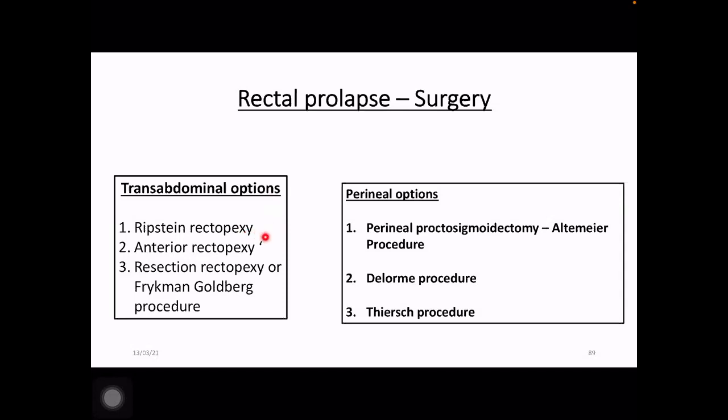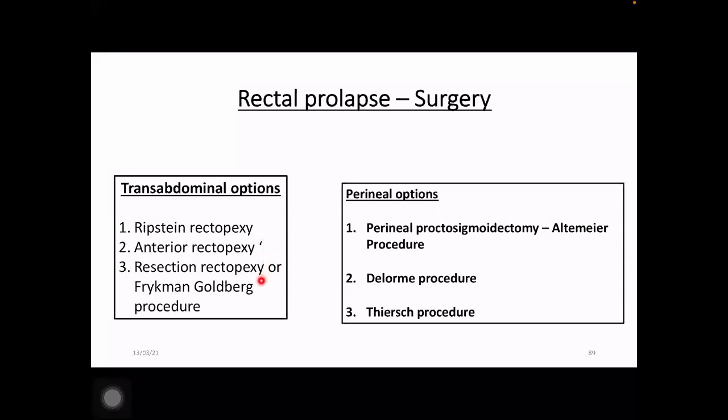And what are the transabdominal options? It can be a Ripstein rectopexy. Ripstein rectopexy means basically the rectum is mobilized posteriorly and you keep a mesh in the posterior aspect of the rectum. You can also mobilize the rectum anteriorly and keep a mesh, because they found that if you mobilize the rectum posteriorly, there is a high chance of injury and a high chance of constipation when you damage the pelvic nerves. Therefore, they modified it to form an anterior rectopexy, in which only the anterior part of the rectum is mobilized and you keep a mesh.